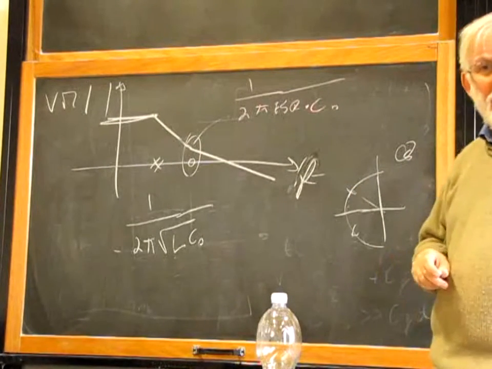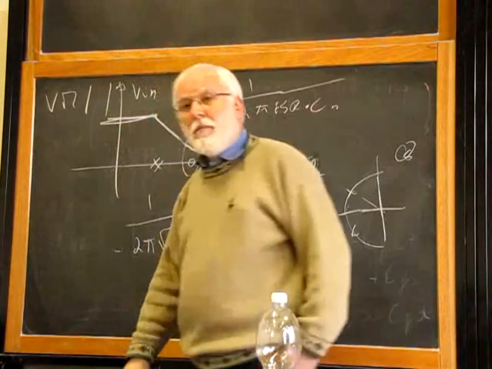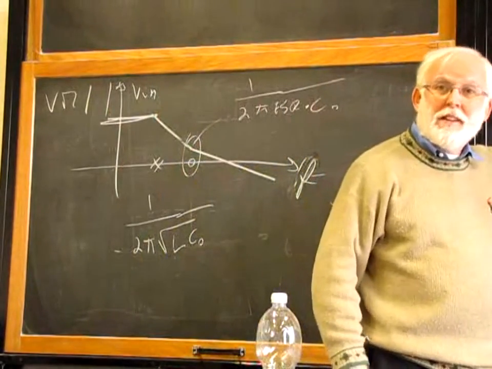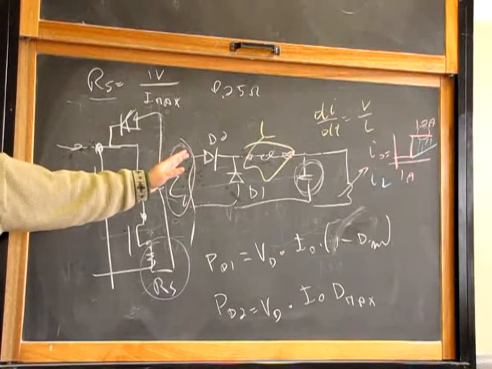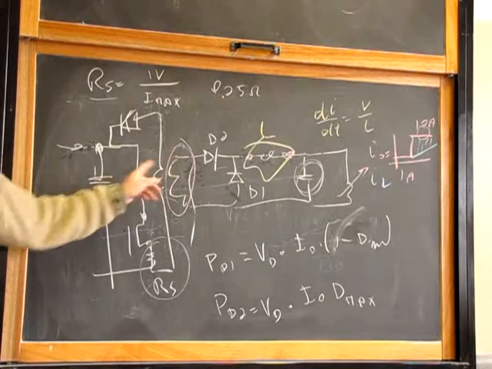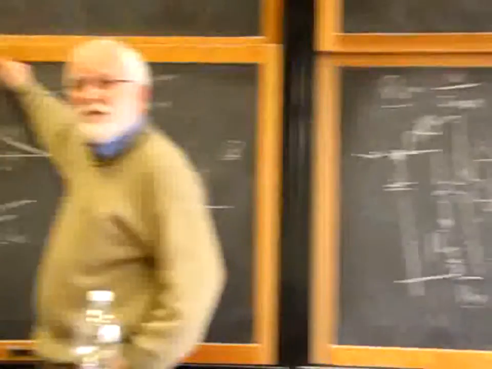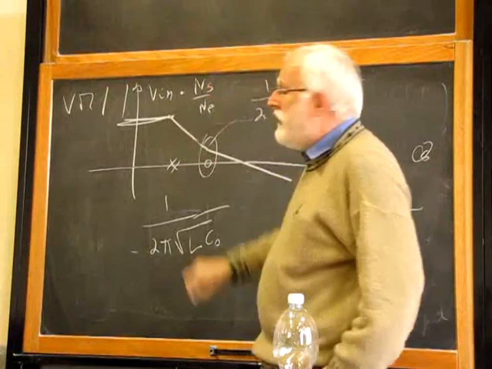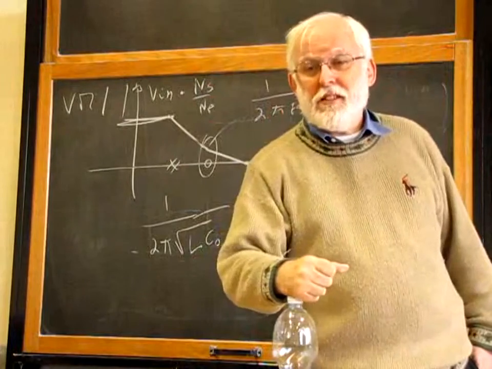What's gain? The buck converter has a gain. But wait a moment, what is the actual input voltage to our buck converter? Is it Vin? No, it's Vin multiplied by the ratio NS over NP. So this gain is Vin times NS over NP.